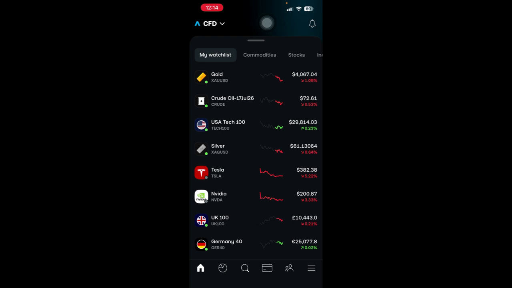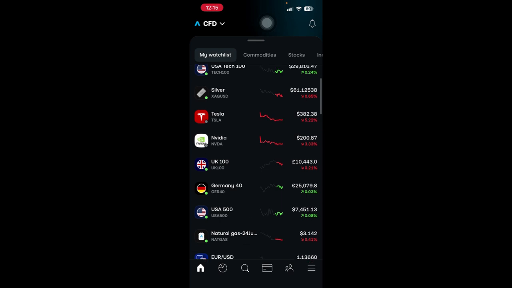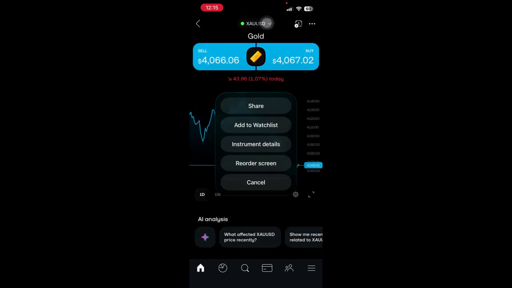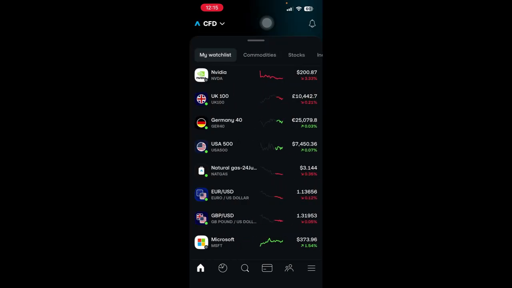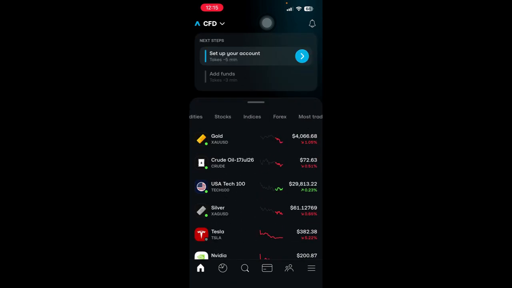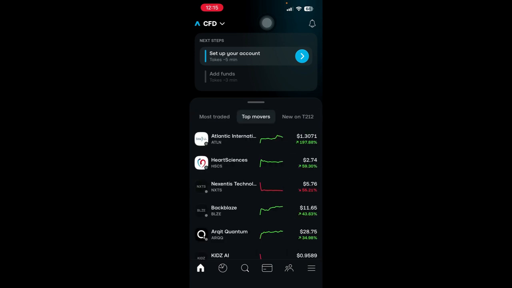So once you sign up, you will be greeted with the homepage, which is basically a watch list of any of the stocks that you have chosen. And here we can go on gold, we can go up to the top right hand side corner of the screen and add to watch list. I will add any stocks to the watch list so you can easily access them. And here are all the stocks that we can trade from commodities, stocks, indices, forex, most traded, top movers, etc.